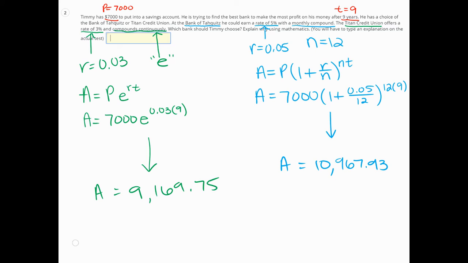And then our final thing would be to decide which bank we should choose. So how would we know which bank to choose? The directions say we want to make the most profit. So which one do we get more money? From the first one, which is Bank of Tockwitz. So we would invest our money in Bank of Tockwitz because that's going to end up giving us the most money. All right, let's go on to the next one.